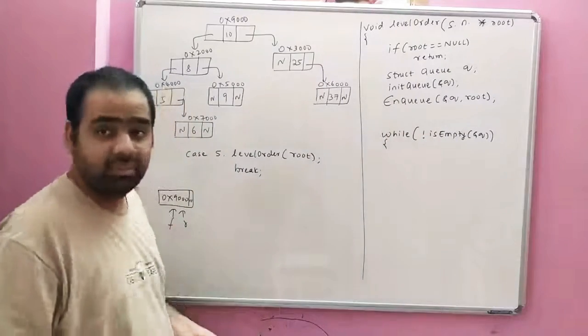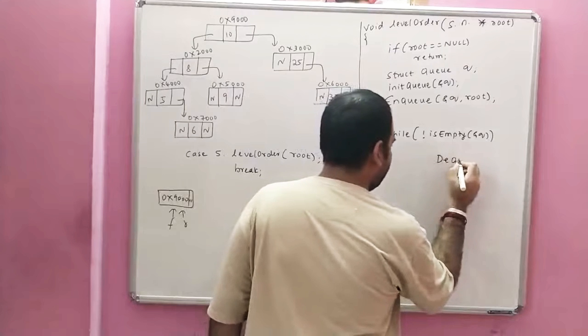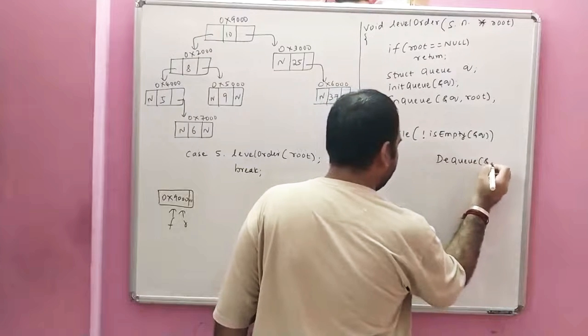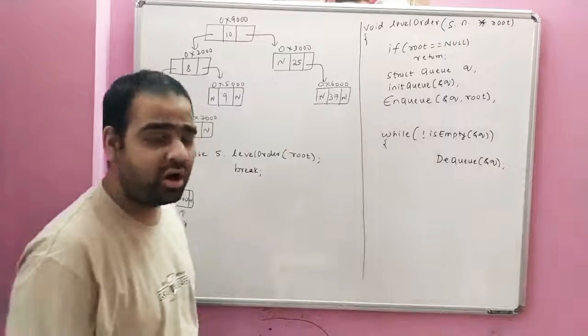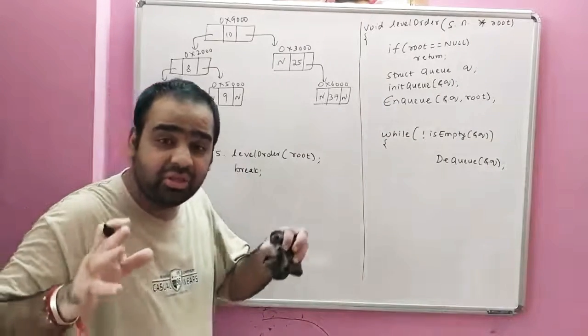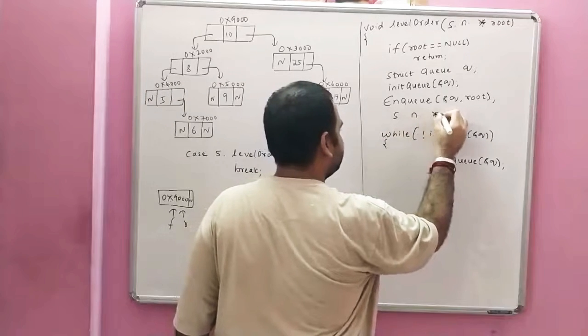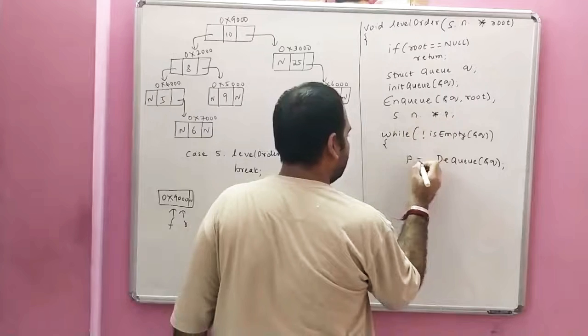Yes, the queue is not empty. You have to dequeue an element from the front end of the queue. I say dequeue of ampersand queue. Now when I say dequeue of ampersand queue, what do I get? I get 9000. That means this is the address of a node. Now therefore I say struct node star p, p is equal to dequeue.